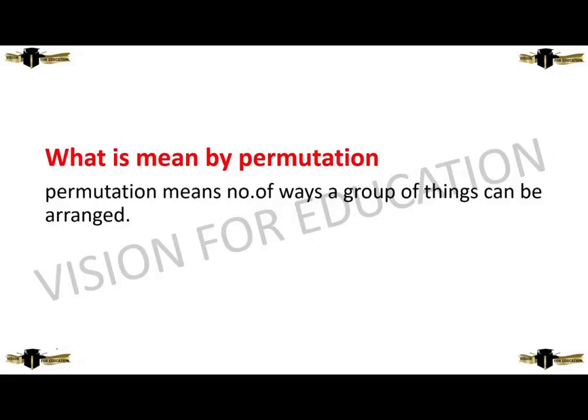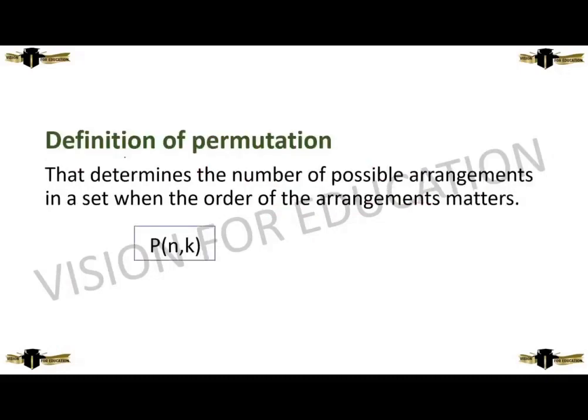Now, what is meant by permutation? Permutation means the number of ways a group of things can be arranged. Now coming to the definition of permutation, the permutation determines the number of possible arrangements in a set when the order of arrangement matters. Here comes the formula: P is equal to n comma k.